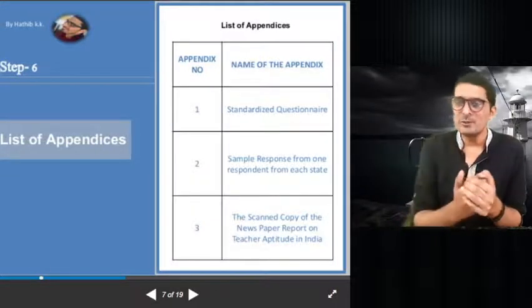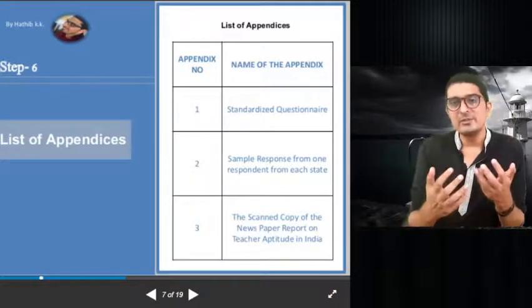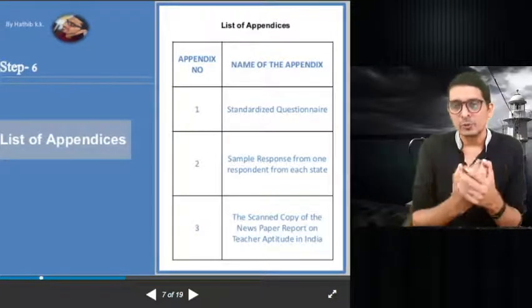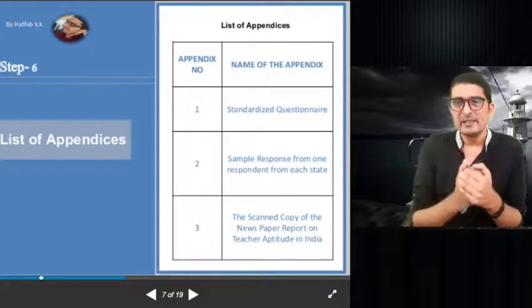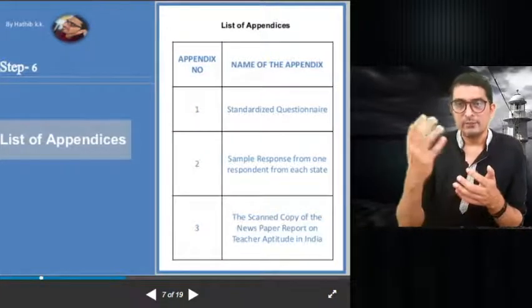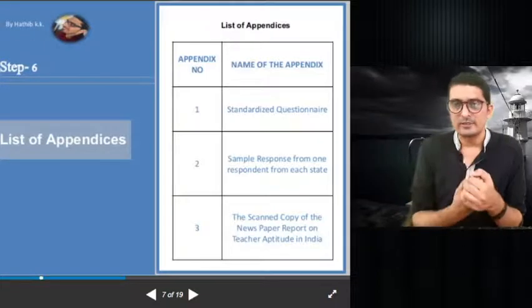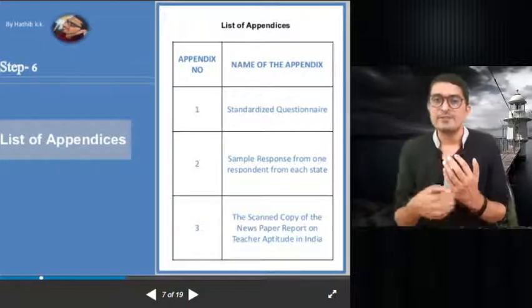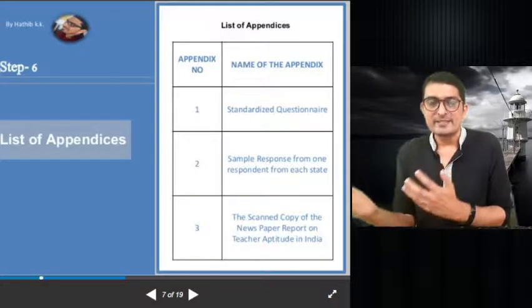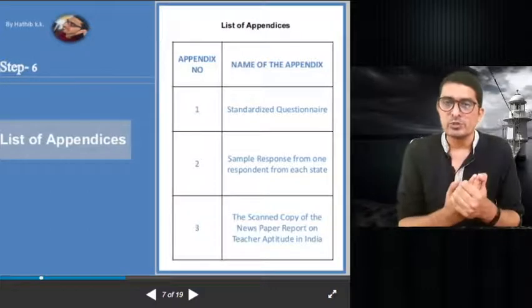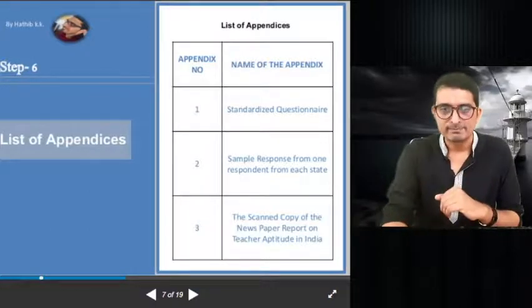So you have to give the list of appendices, list of tools which you have used for collecting data, list of books you have written, or the first page of the book you have written. If you have given the first page of the books you have written as an appendix at the end, then you have to mention it at the beginning in the list of appendices page.